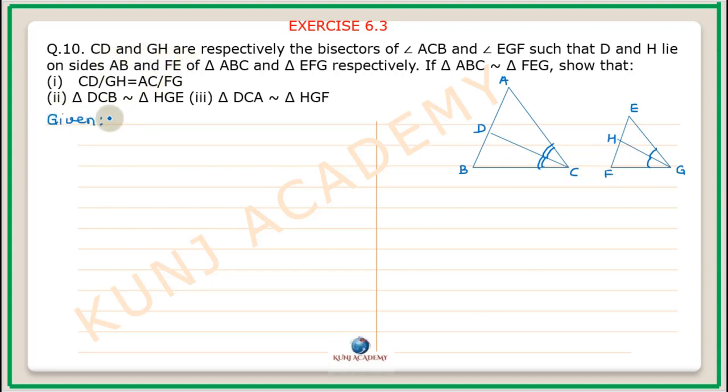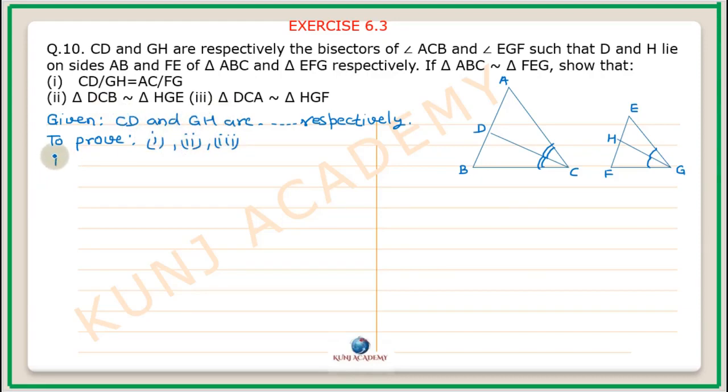CD and GH are bisectors, respectively. To prove: numbers 1, 2 and 3 of the question. Proof.